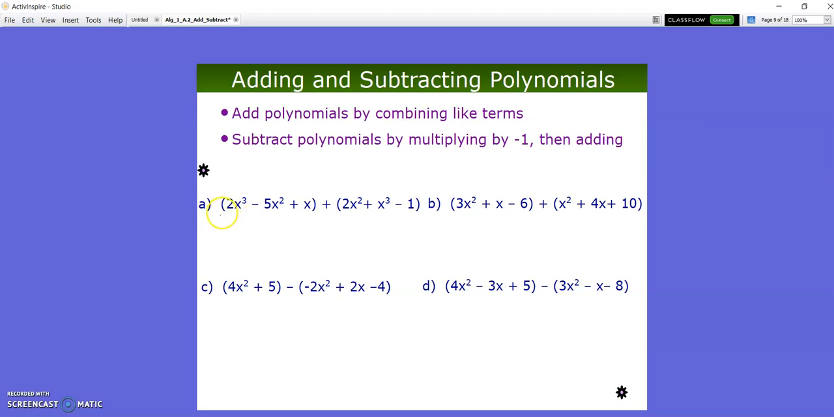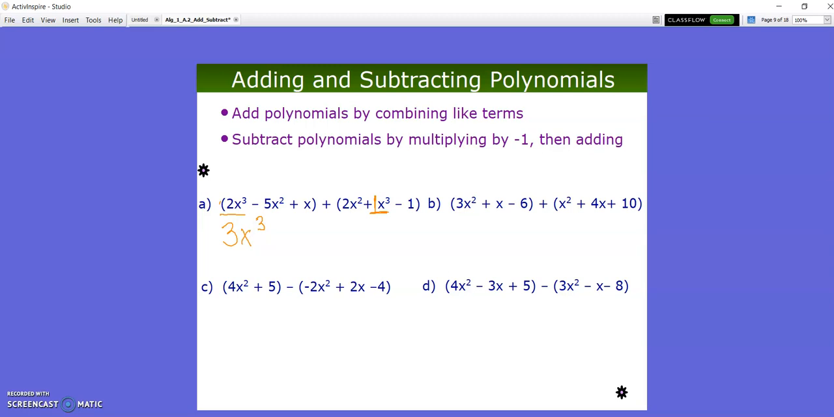I have 2x to the 3rd power. When I look in my second expression here, do I have any x thirds? I do, right here. How many of them do I have? Well, I don't see a coefficient, but I really have 1. So I'm going to put those like terms together. 2x to the 3rd plus 1x to the 3rd gives me 3x to the 3rd. Notice I didn't combine my exponents at all. I'm just making a collection of what is a like.